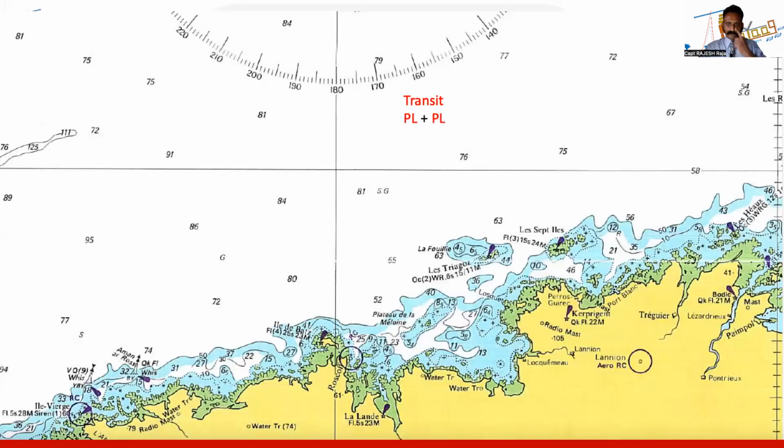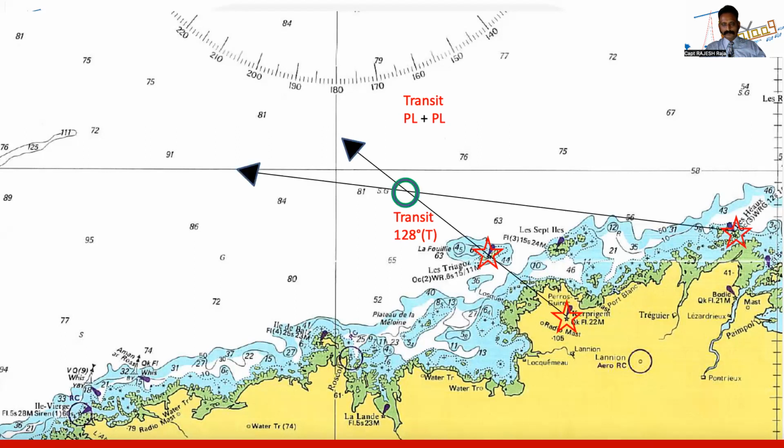Let us look at transit PLs. I'm going to use one transit PL and one more PL. Let us see what is the transit. I'm using these two lighthouses for transit. So the transit bearing came as 128 degrees. Bearings measured from me to him. And at the same time, I got one more bearing from this lighthouse. So I have a fix.